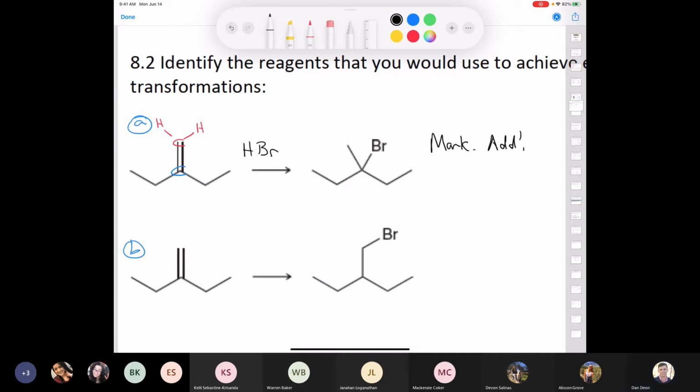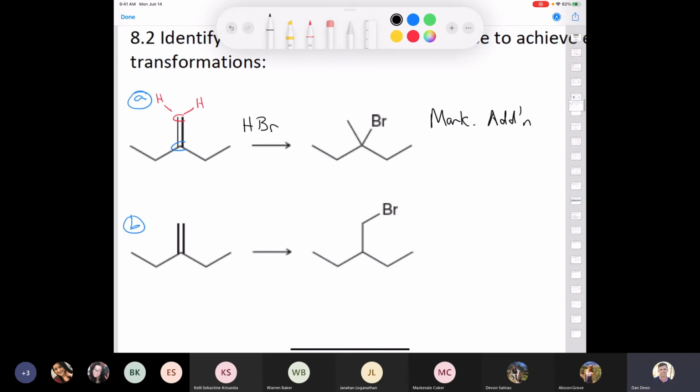Could anybody tell me what you would use as your reagent in the next one? And again, it's not a trick. Not trying to mess you up. We're just practicing what we've looked at. Could anybody suggest a reagent here? You might have to go back in your notes and look for a second.